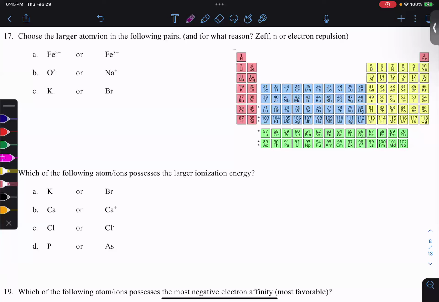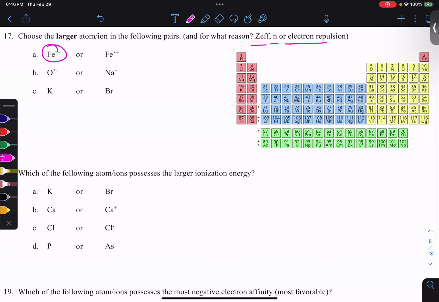Here, these are the factors: N, Z effective, or electron repulsion. So look at N first. If two elements are in the same N, then go to Z effective. If things look weird and they're charged, consider either isoelectronic things or Z effective or number of protons in your nucleus. So tell me, which one's larger, iron 2+ or 3+? Why? It has more electrons, yes.